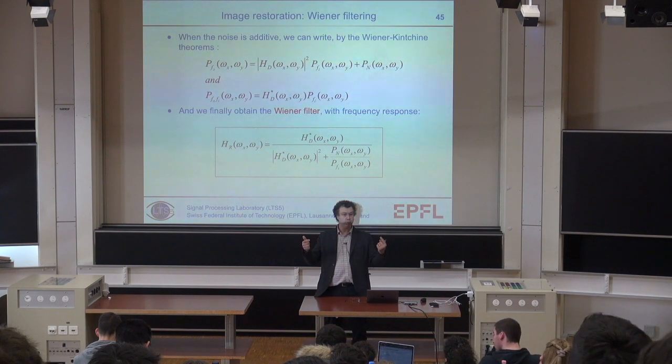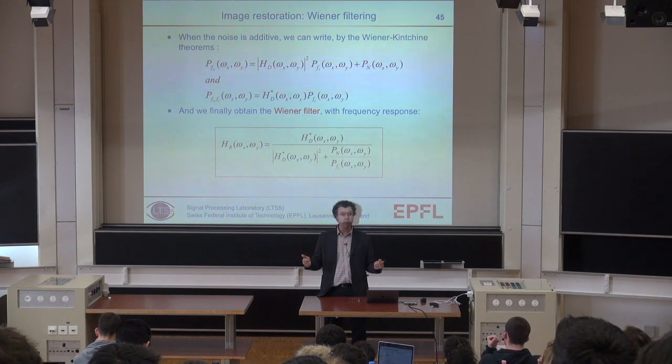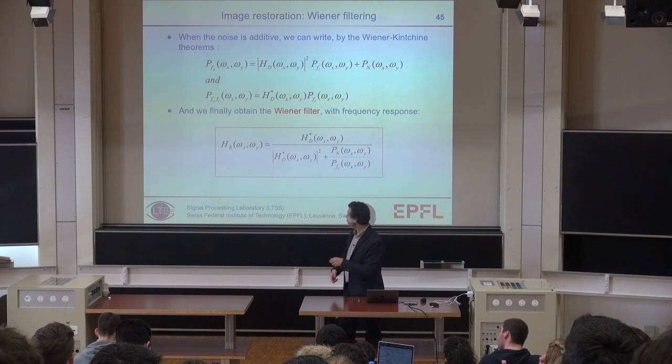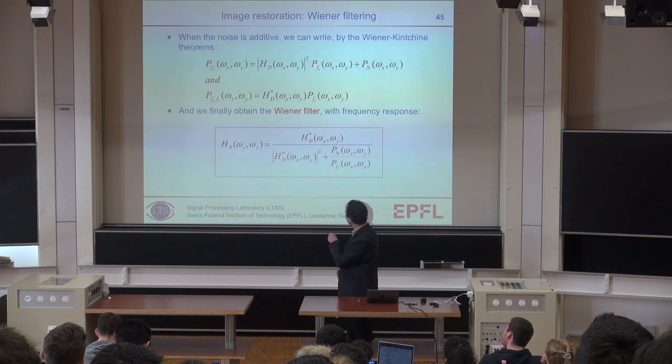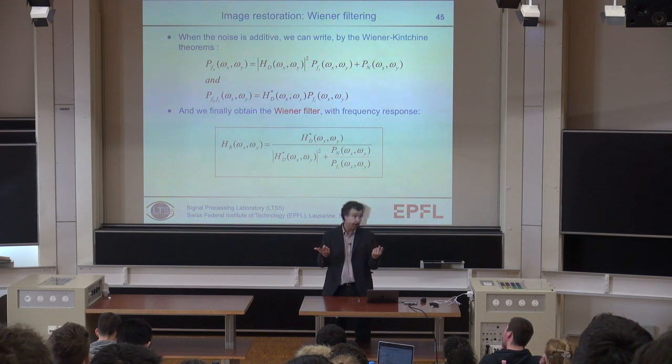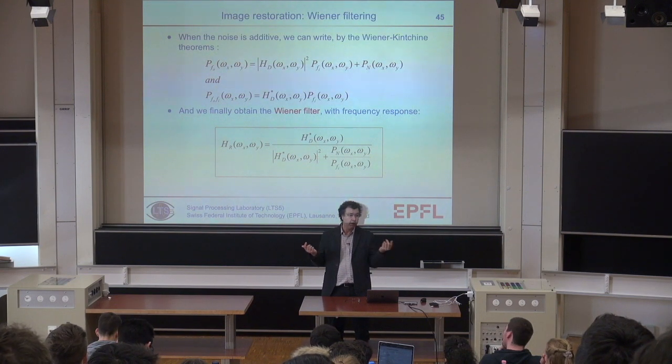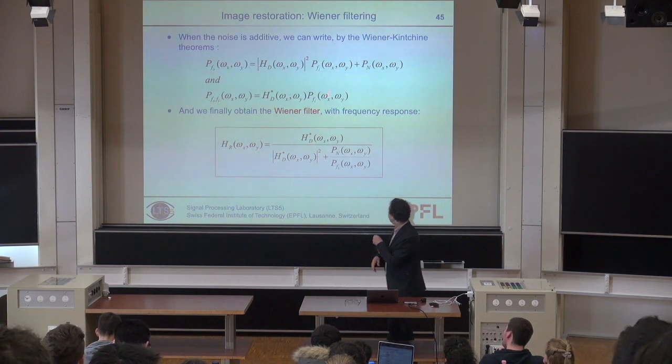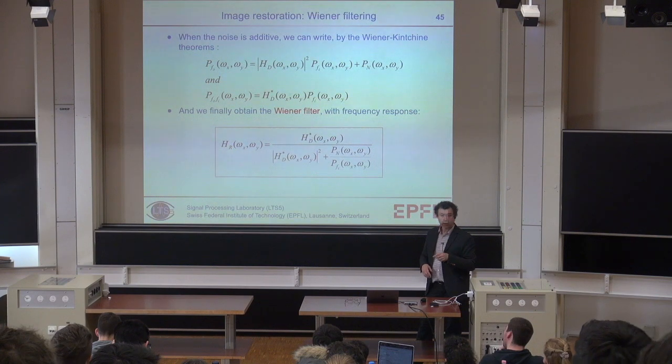So if I go to Fourier and I do the power, which is the square of the Fourier, I have the power of the output, which is the power of the input times the square of the Fourier transform of the filter. It's kind of intuitive, plus the power of the noise. It's a known theorem. It's the Wiener-Khinchin theorem.